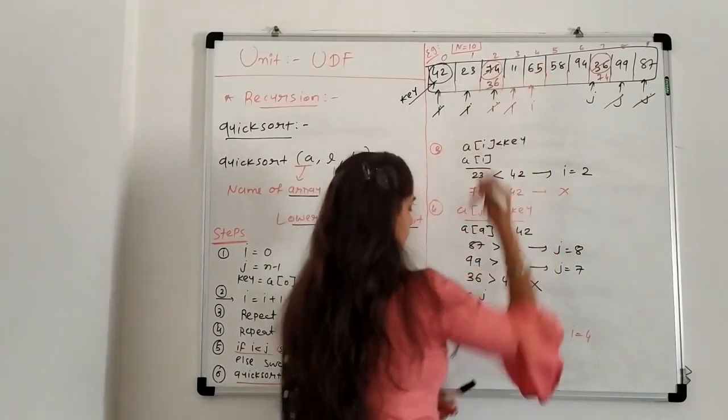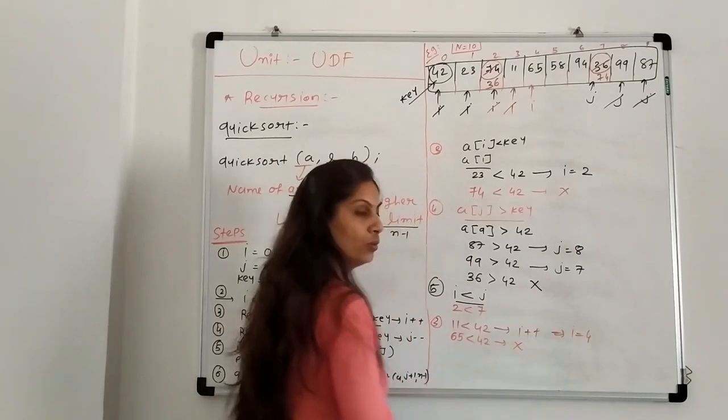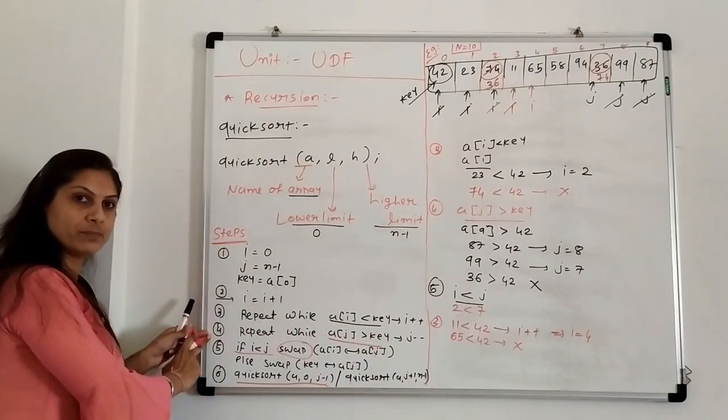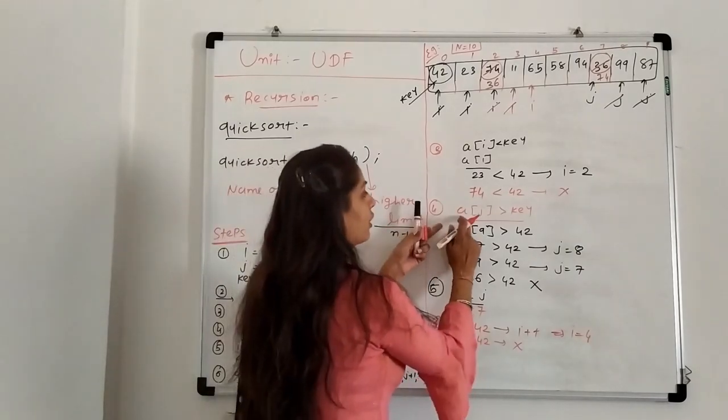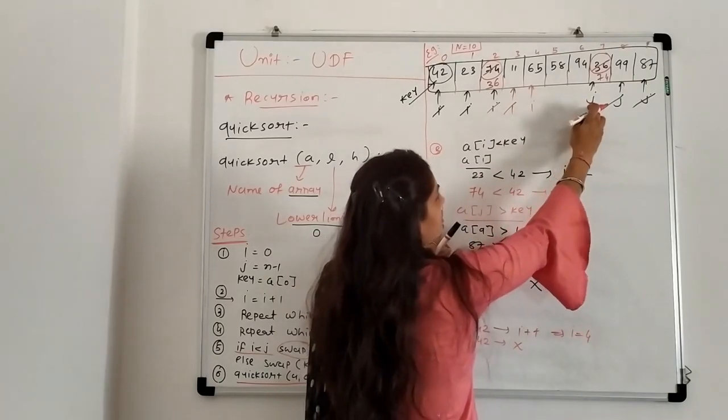Now 65. 65 is less than 42? No. The condition is false. Then stop. Jump onto the 4th step. The 4th step is this: A of j is greater than key. Here. So j is on which position? This.